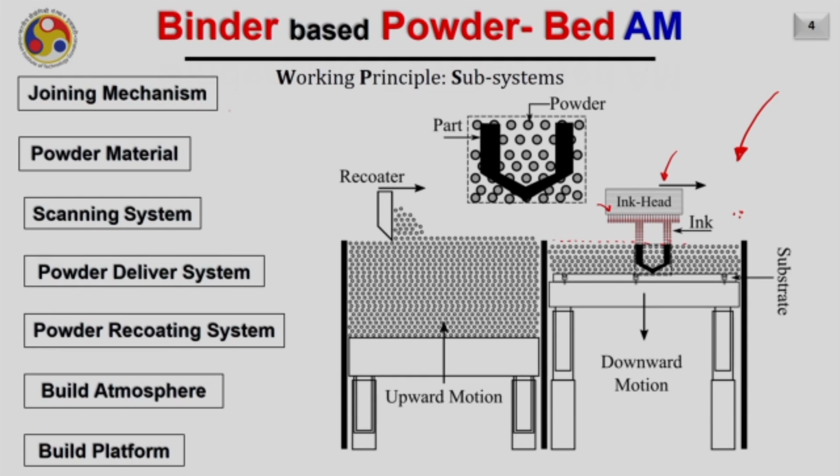Of course, the part produced by this process may require some post processing as well, because usually the powder particles are not really joined by the binder, but the powders are suspended in a matrix of binder. Then of course, in order to achieve better strength in the part you are producing, you may go for post processing. The post processing steps are very similar to those we discussed in SLS.